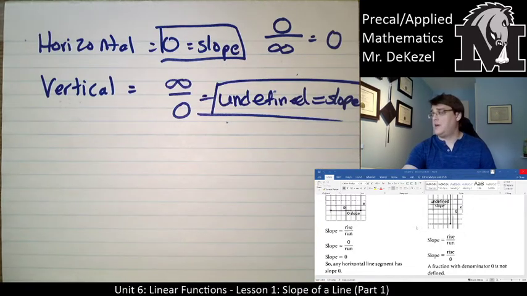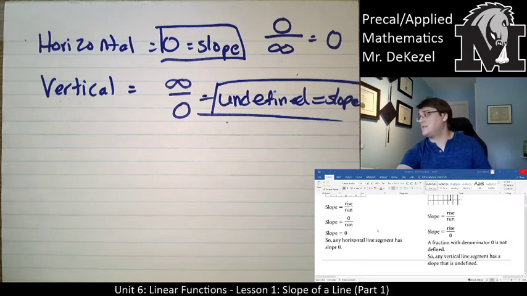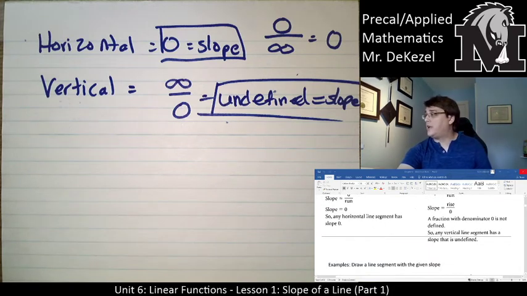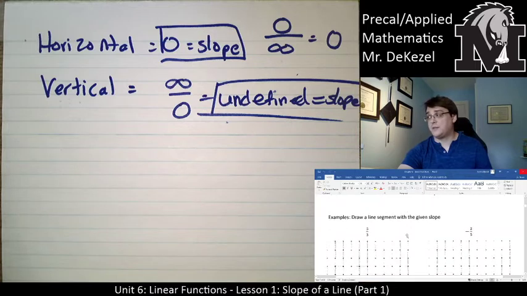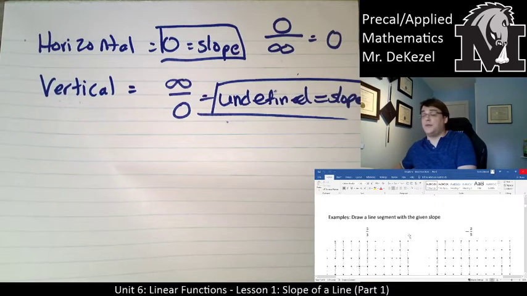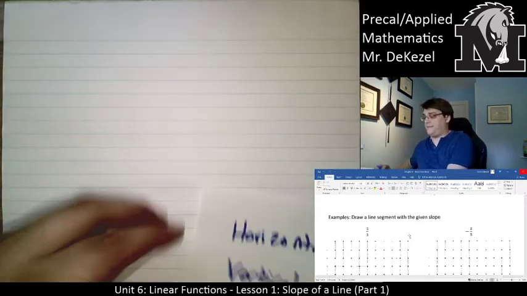These are two specific special cases. So the rule: any horizontal line segment has a slope of zero. Any vertical line segment has a slope that is undefined. Just something to remember. It's tough to practice that. But what we can do is practice drawing a line segment with the slope given. So let's do that.